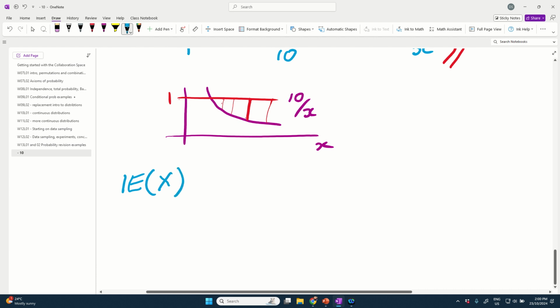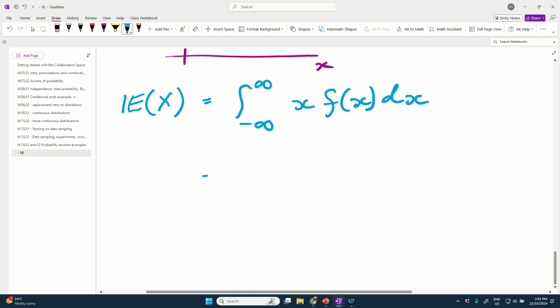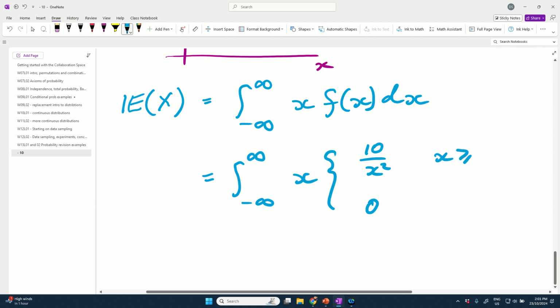All right. I'm going to calculate the expectation of this distribution because I think it's amusing. So the expectation is given by this expression here. This is in general true for any continuous probability distribution. So we go ahead and we substitute in this piecewise definition.